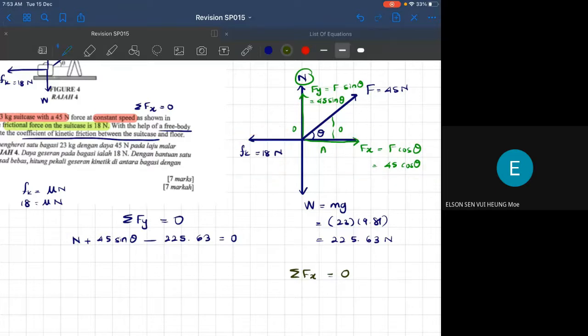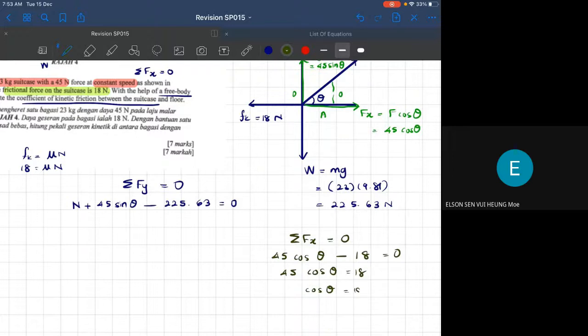Okay. So ni akan jadi 45 cos theta tolak 18 sama dengan kosong. So I think we could find the value of theta, right? And then masukkan dalam ni untuk dapatkan N. So 45 cos theta sama dengan 18. So okay, cuba selesaikan berapa theta ni. Rozaida BP23. Can you tell me the value of theta, please?